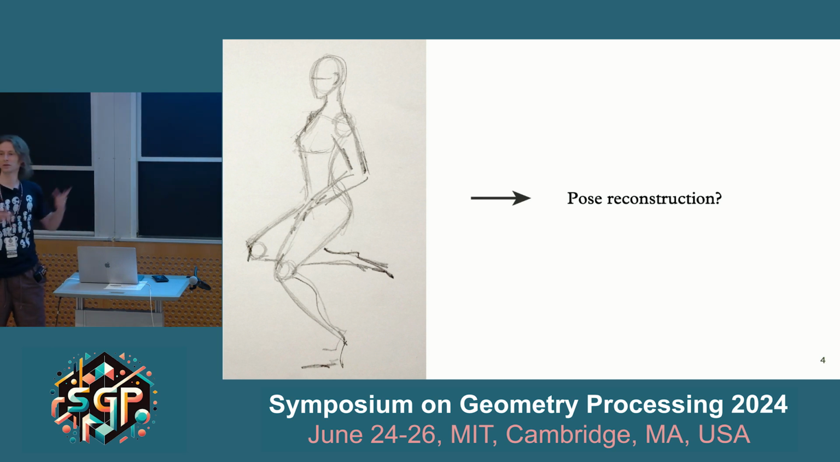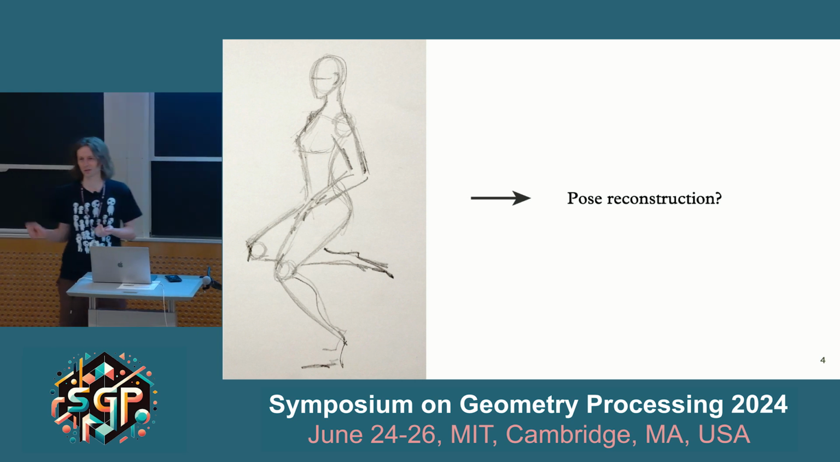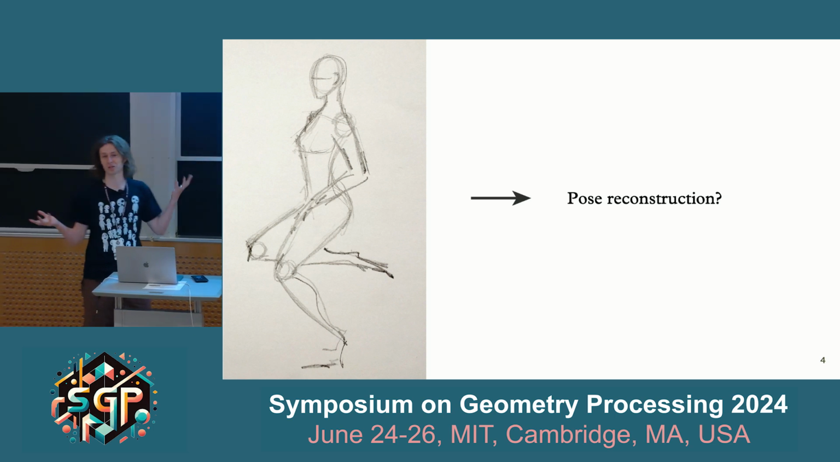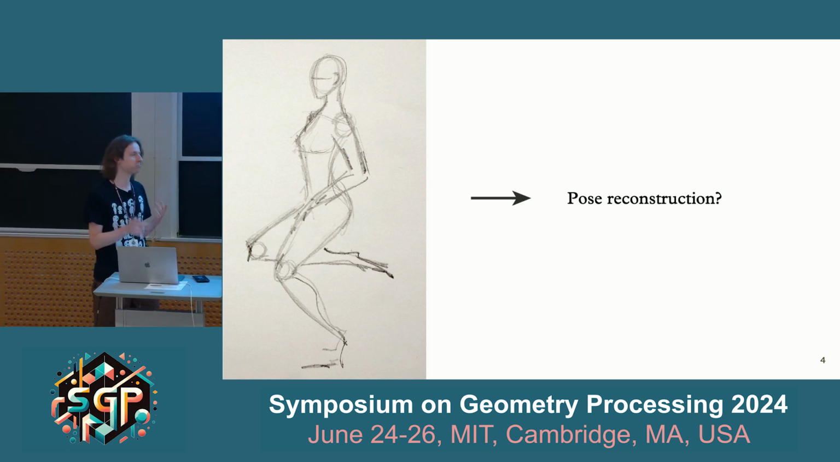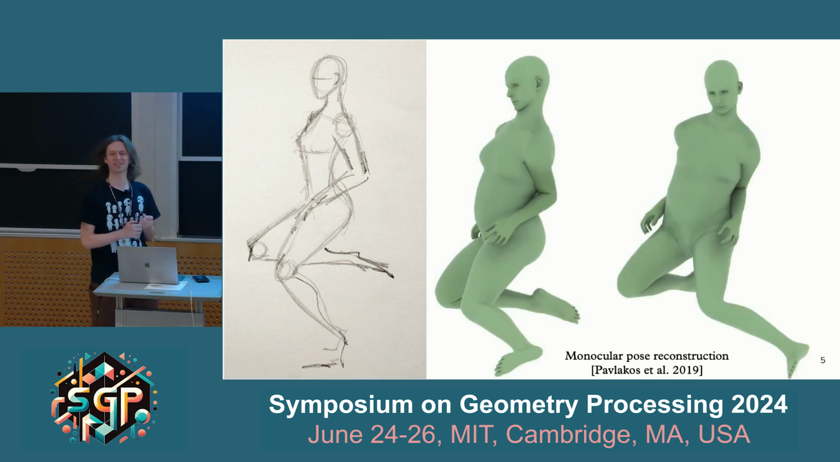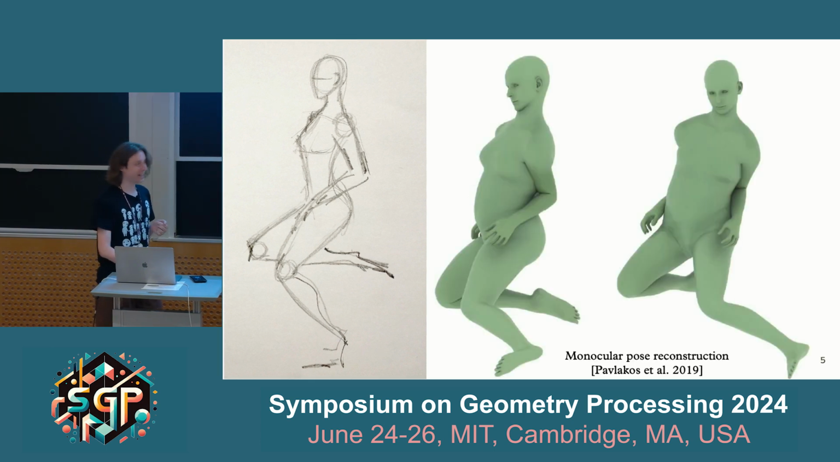Here's a sketch of a human, and we would like to reconstruct a 3D pose. In computer vision, this is called monocular pose reconstruction. It's pretty standard, with well-developed methods. So how about we take something off the shelf that was state-of-the-art a couple of years ago, and that's what it produces. It's kind of sad, actually.